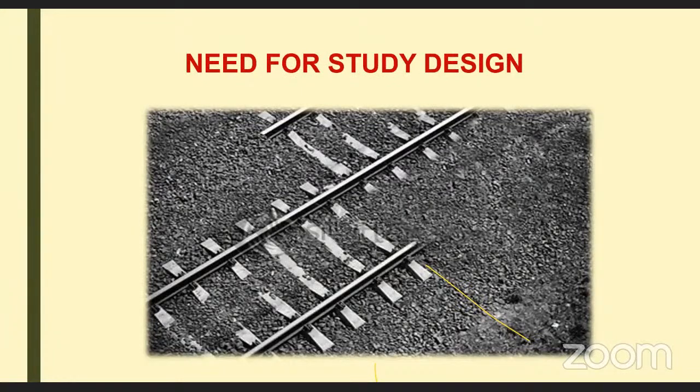So we have this need for study design. Otherwise, this will happen: somebody starts laying a railway track from one side and another person from the other side, and when they come together, it doesn't match. Why? Because you haven't decided your study design properly in the beginning, or you have failed in planning the study. As you all know, the three major steps involved in research are planning, operation and report. We are at the operational phase at this point of time. So if you go wrong in planning, your operation will not be a success, right?